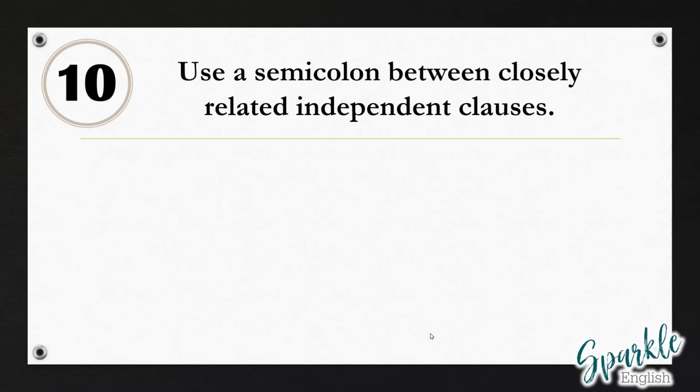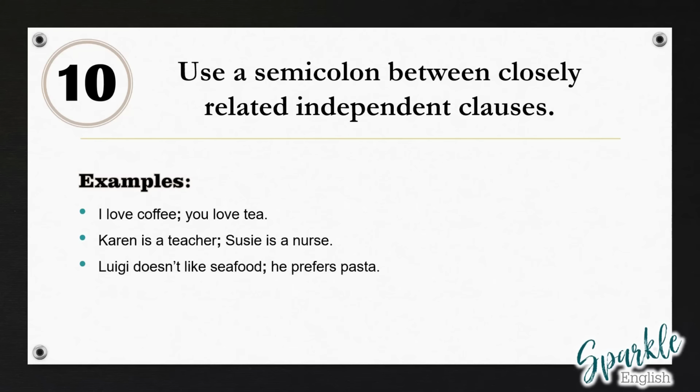Rule number 10. Use a semicolon between closely related independent clauses. So we just talked about independent clauses, something that's a complete sentence. For example, I love coffee. You love tea. We can combine these with a semicolon. You could also separate this into two different sentences or add a comma and a conjunction. For example, I love coffee, and you love tea. Or I love coffee, but you love tea.